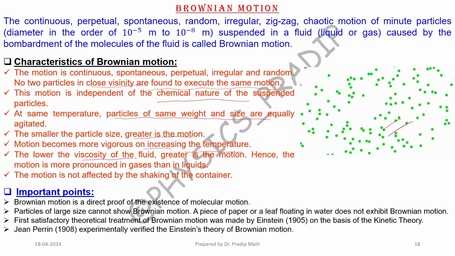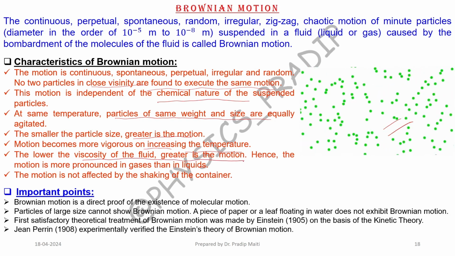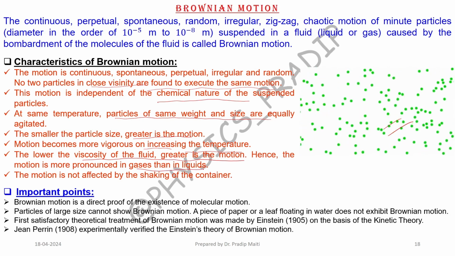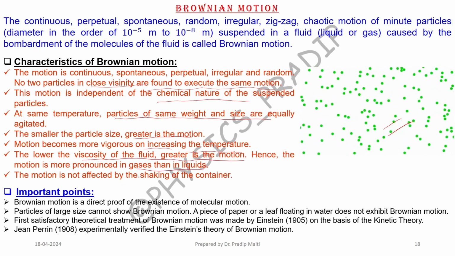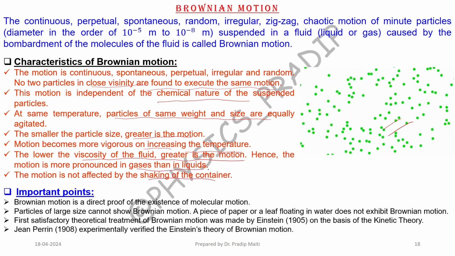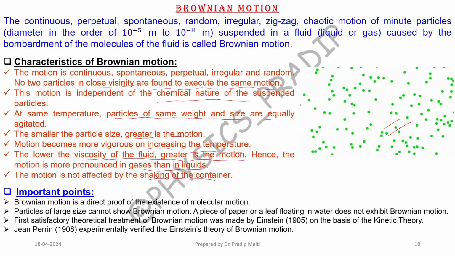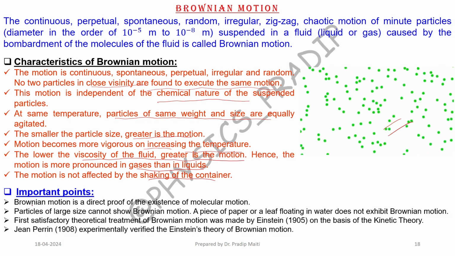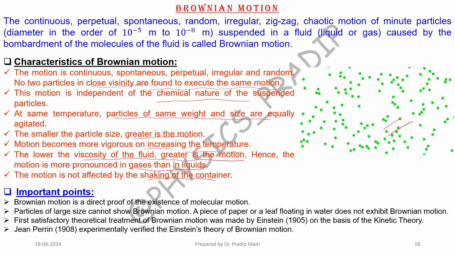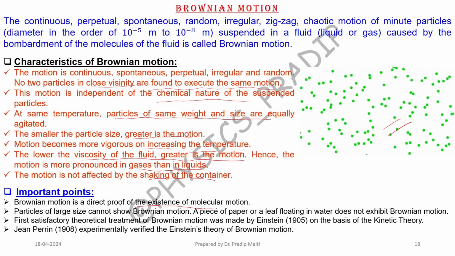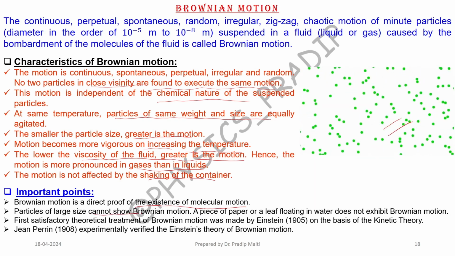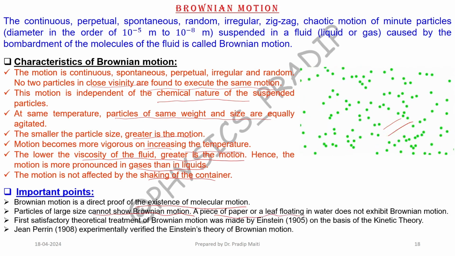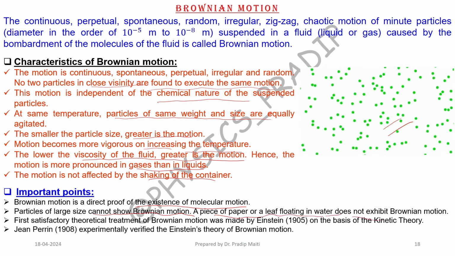The lower the viscosity of the fluid, the greater is the motion. Hence, the motion is more pronounced in gas than in liquid. And the motion is not affected by the shaking of the container. These are important characteristics of Brownian motion. Remember these points. Also, here are some important points. Brownian motion is a direct proof of the existence of molecular motion. Large particle size cannot show Brownian motion. A piece of paper or leaf floating in water does not exhibit Brownian motion.